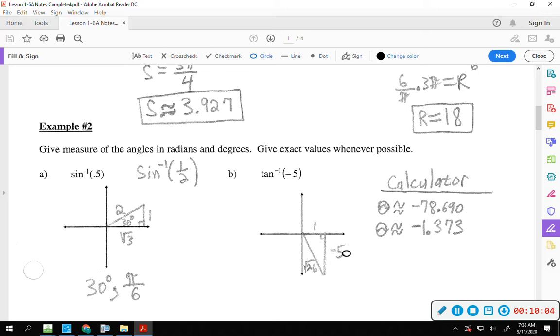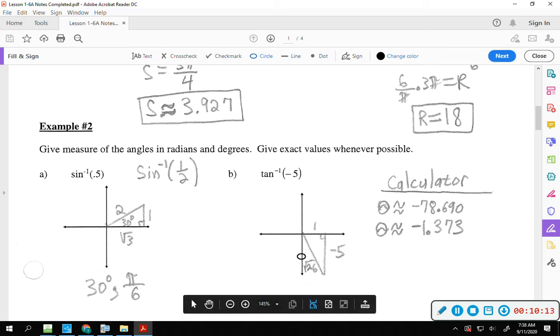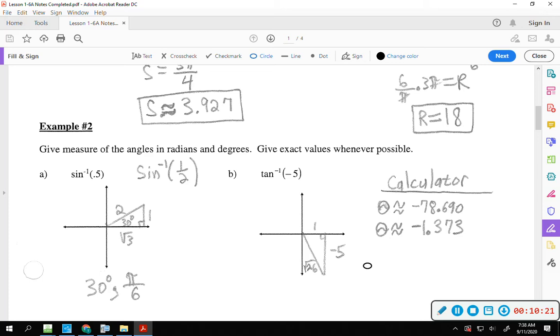It's opposite over adjacent. Well, that's 25 when I square it. That's 1 squared. I can add them together, take the square root. I can write the hypotenuse, but I'm not going to recognize this. This is not a special right triangle. If it's not one of those two special right triangles, then we need to use our calculator.